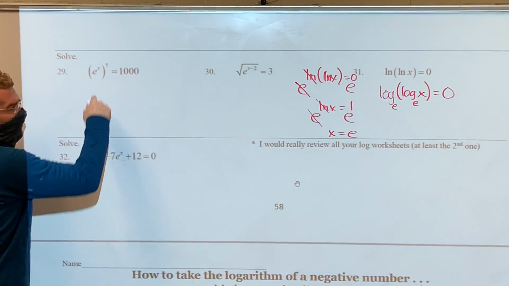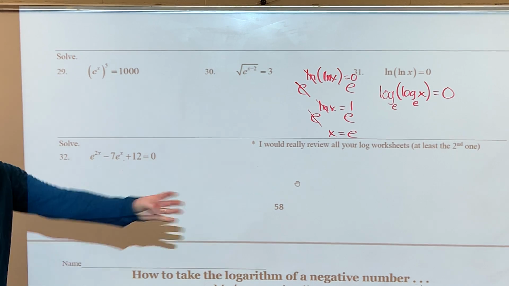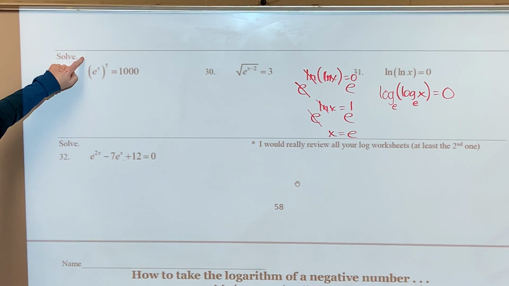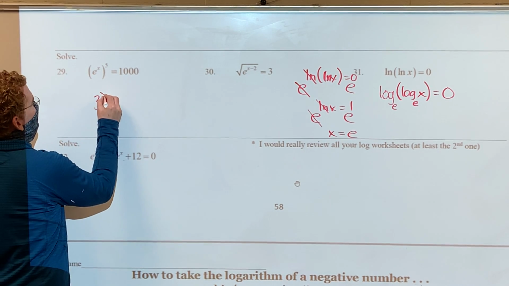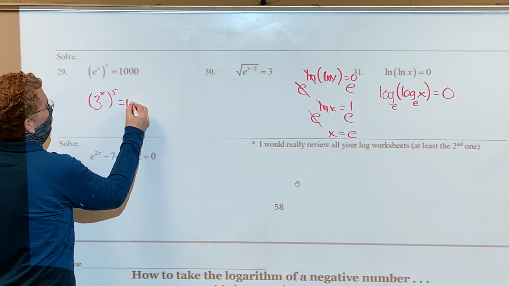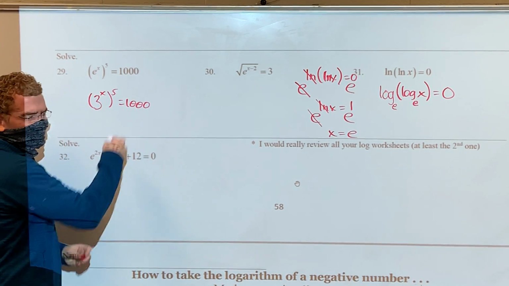But when you have an e, guys, don't change an e to an ln. e is a number. It means like 2.7-ish. So right here, think of it like a 3. If you had 3 to the x to the 5th equals 1,000, what would you do to get this x by itself?